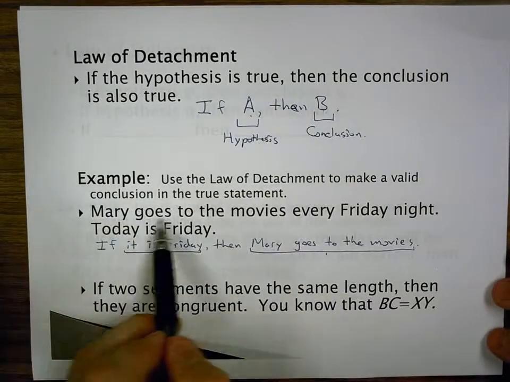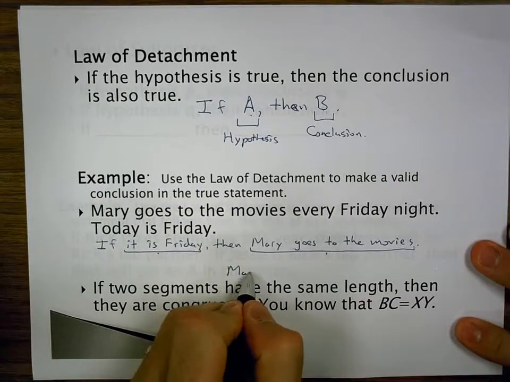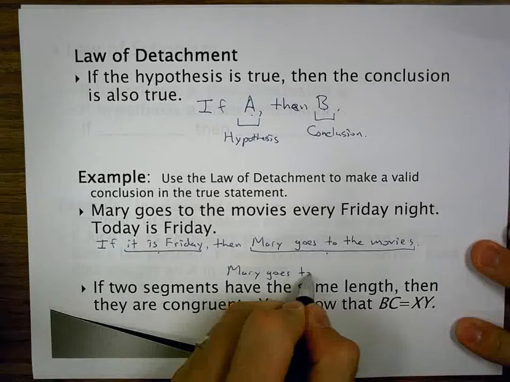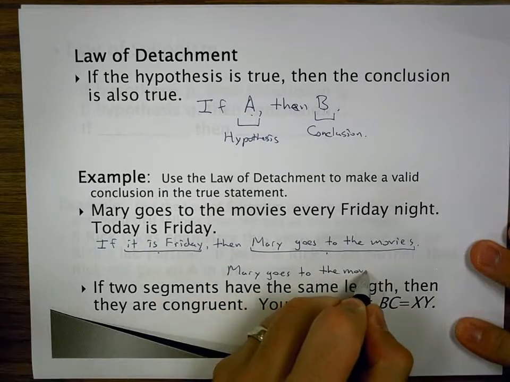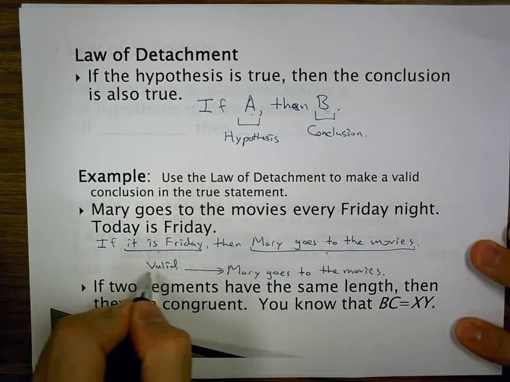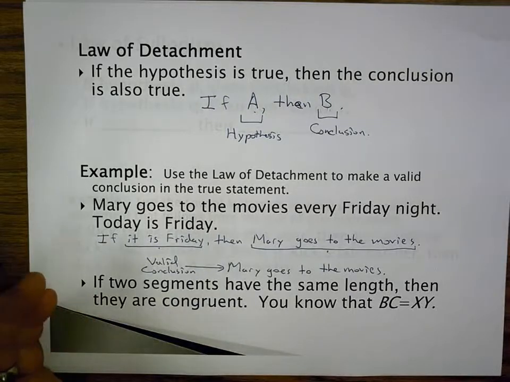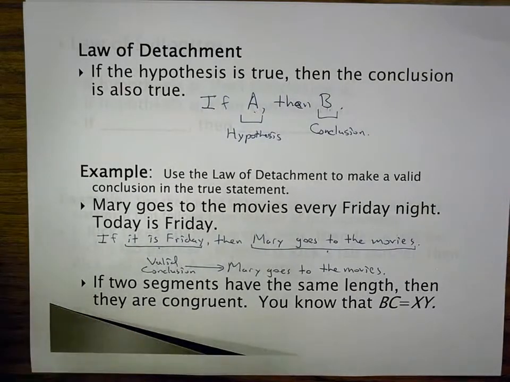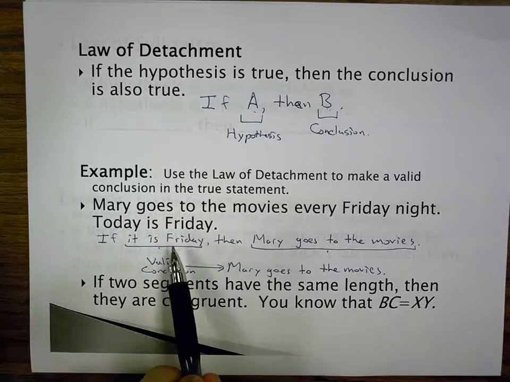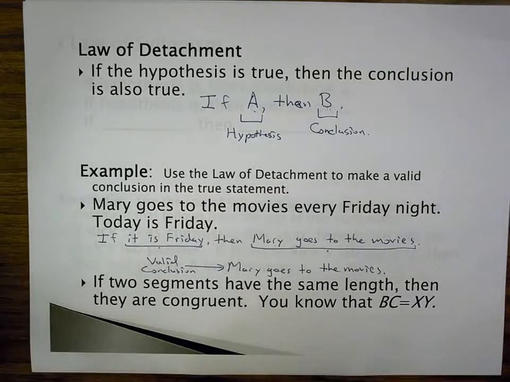So if we reread it, Mary goes to the movies every Friday night. Today is Friday. That tells us that Mary goes to the movies. That is a valid conclusion we could make. If you're saying, well, that's obvious, what if we knew it was Thursday? Well, we know that's not Friday, so we can't make a conclusion that she goes to the movies. We really don't know either way. But if it is Friday, we can confirm it. The valid conclusion would be Mary goes to the movies.